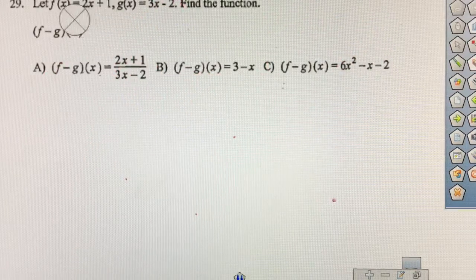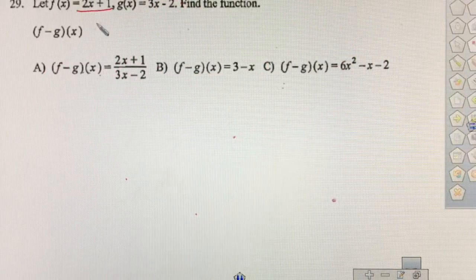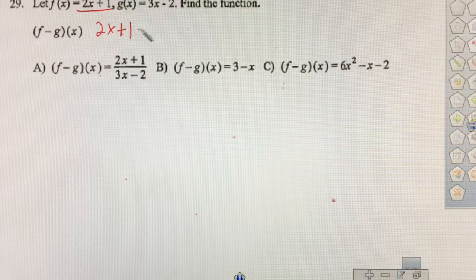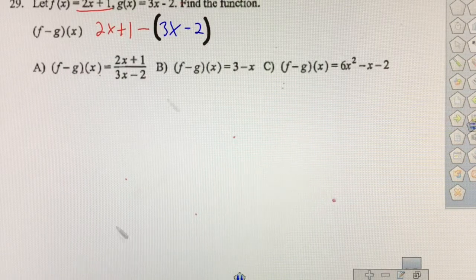To subtract, I'm asked to subtract g from f. So notice f is 2x plus 1. Now I'm going to subtract the 3x minus 2. But this is a little tricky, you have to recall that I'm subtracting the entire quantity. So I have to put that in parentheses. And that's the big error that a lot of people make, because if you don't, you forget that you have to distribute that negative to both values.